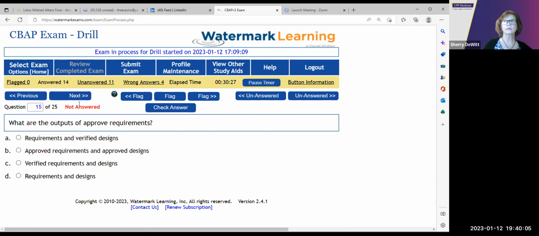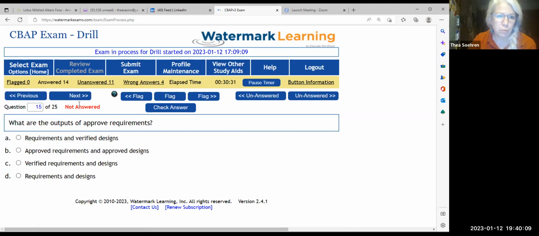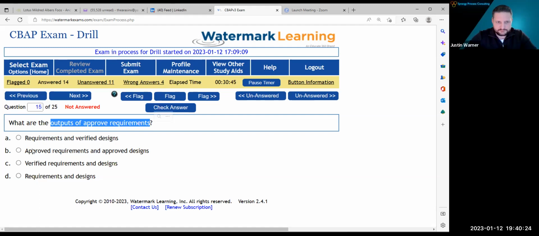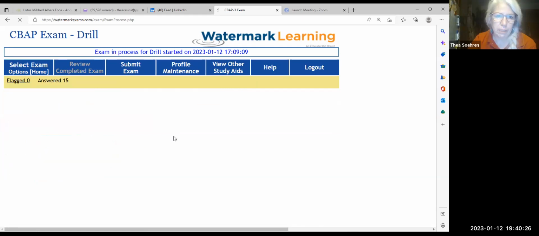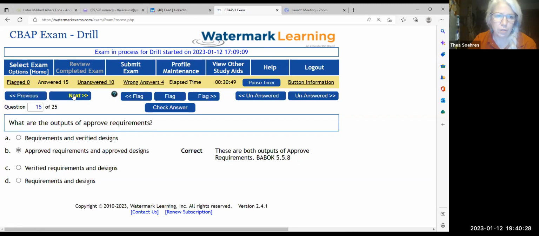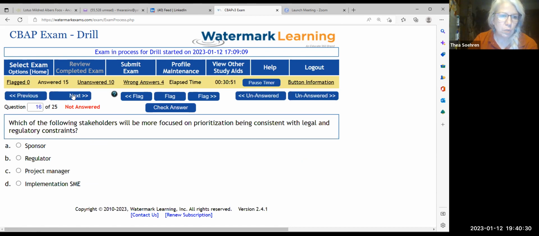What are the inputs to approve stakeholder requirements? Requirement and validation designs, approved requirements and approved designs, verified requirements and designs, requirements and designs. What are the outputs of the task approve requirements? I'm going to go with B. Okay, I hear B. Let's check it. Yes, we are good. We have got 20 minutes left and we have 10 questions left.